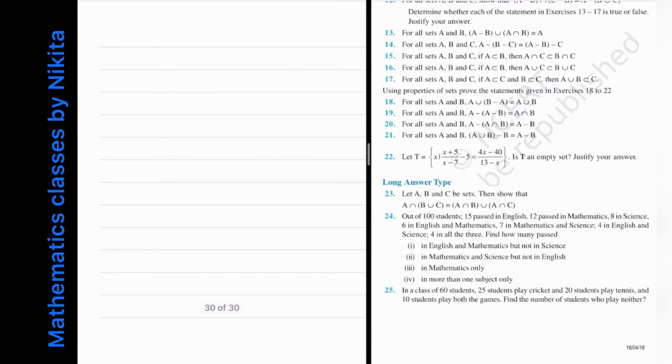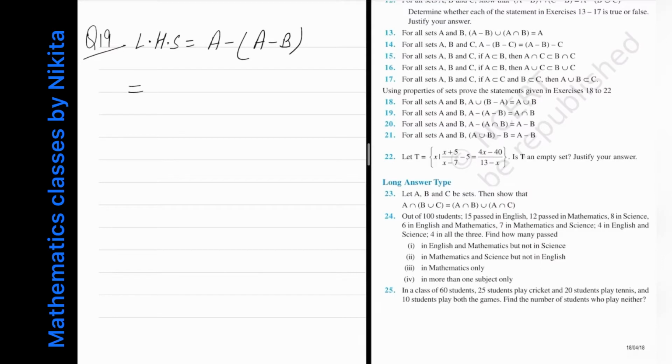Now in the next, question number 19, for all sets A and B, you have to prove that A minus (A minus B) is equal to A intersection B. Again you can visualize it with the help of the Venn diagram, as I have done in question number 18, yourself. So I am starting with the proof. Start with the LHS. LHS is given to be A minus (A minus B), and you have to prove that this is equal to A intersection B.